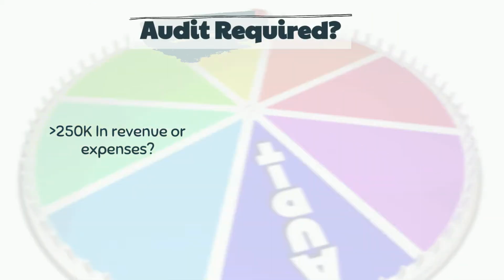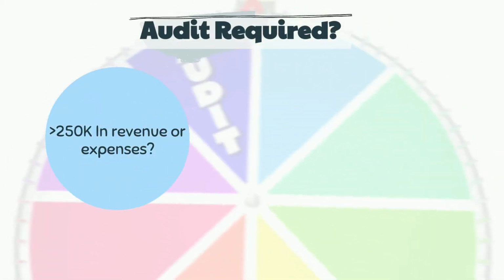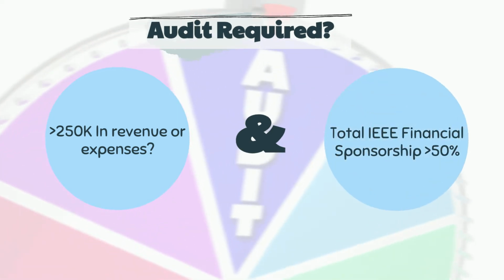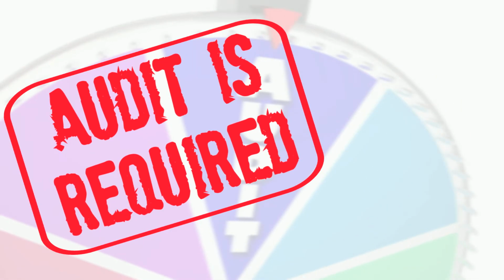If your conference meets or exceeds $250,000 in revenue or expenses and has a total IEEE financial sponsorship greater than 50%, an audit is required. But all conferences should prepare as if they are being audited because a random sample of events is audited every year, and this is a best practice.